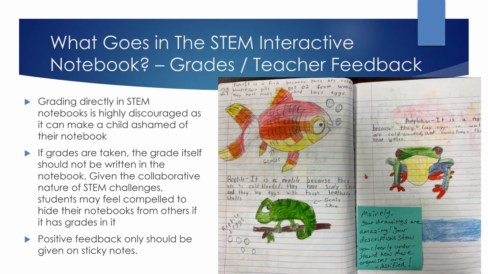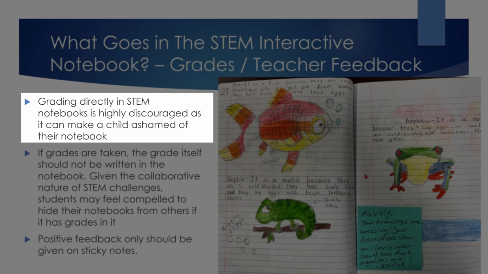As your students work in their STEM notebooks, you're going to find some work you really are pleased with and you're going to want to give them grades. And that's okay to a point, but we never grade directly in the STEM notebook, and we always try to keep it positive. The last thing we want is for students to become ashamed of these books. So grades, if they're taken, should always be ones that we're sure that most children are going to be completely successful with. For example, completion grades. And these do not get written in the STEM notebook.